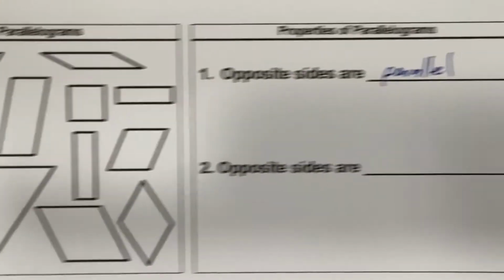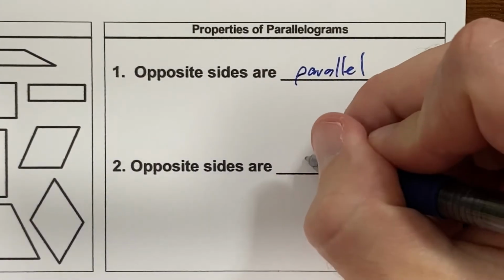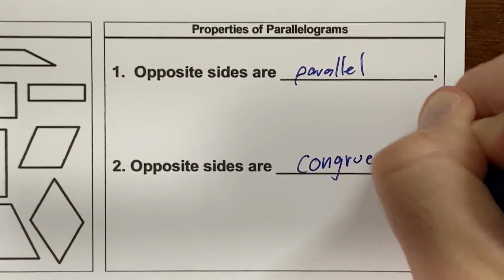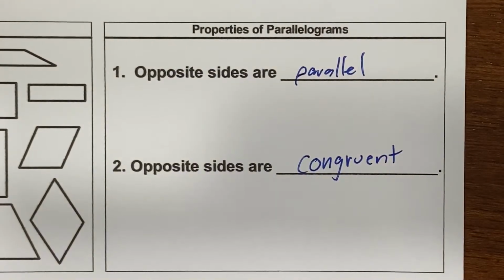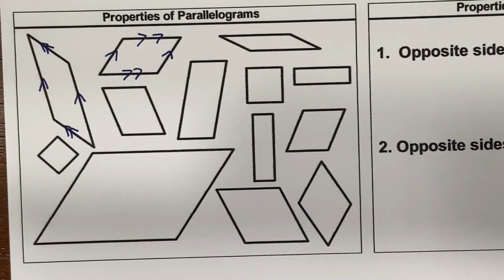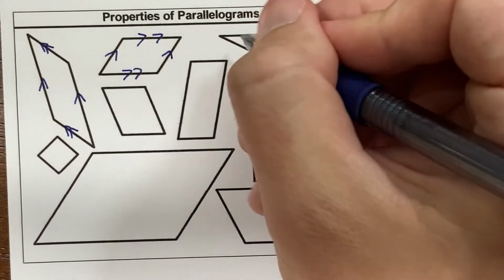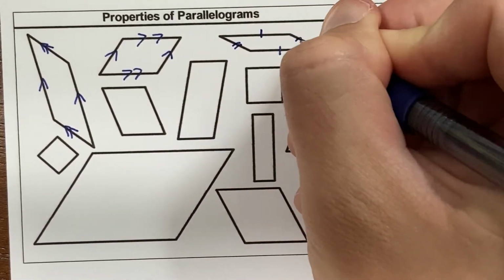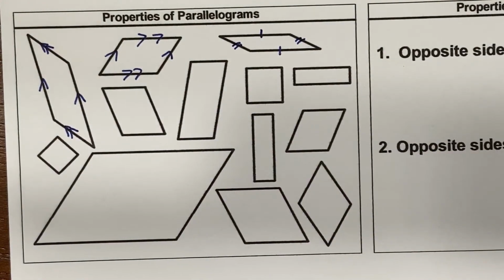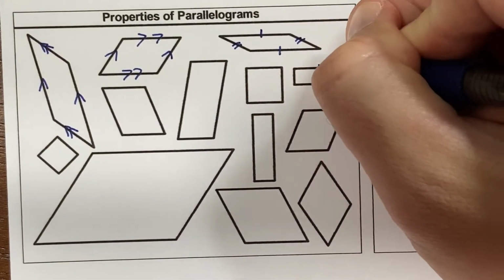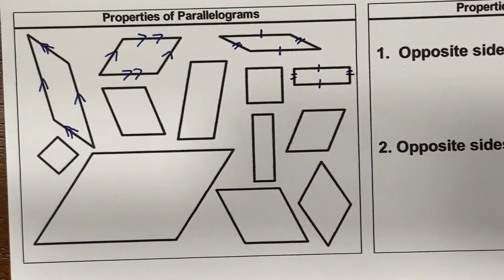Okay? Another thing is that opposite sides are congruent. The way that we would mark that on a shape is we would draw a little tick mark and say those sides are congruent. They're the same length. And then those sides are congruent. They're the same length. You could do that on any of these. Opposite sides are parallel and opposite sides are congruent.